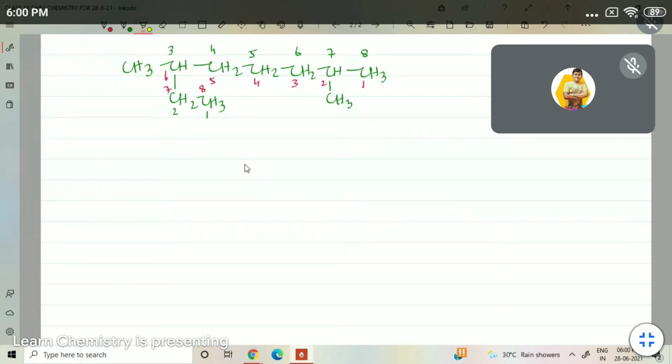Look at the green one. The first branch is on the third carbon, that is a CH3, and the second branch is on the seventh carbon, that is another CH3. Right. So what is 3 plus 7?